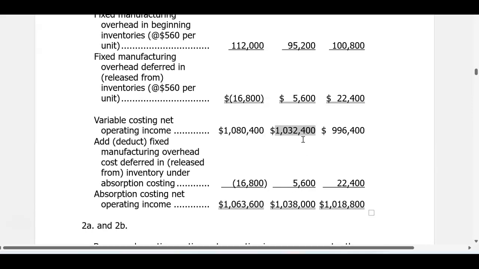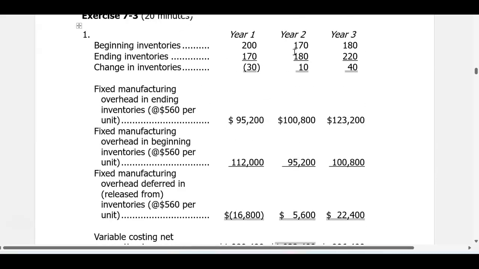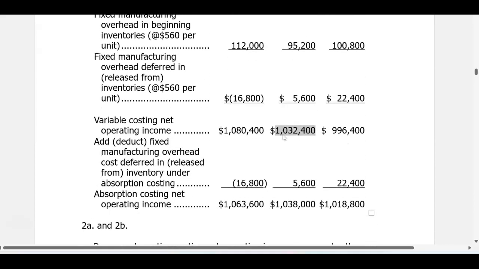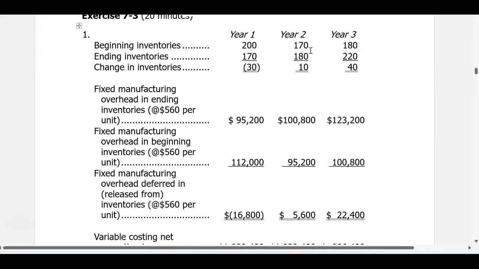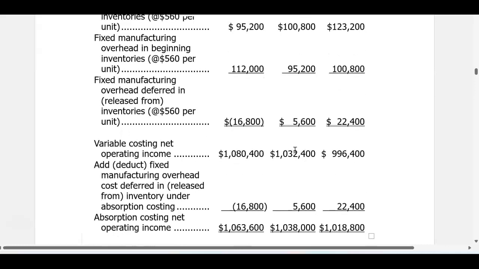So as you see, as I said before, under variable costing, if you produce more, you sell less, your net income is less compared to absorption costing. So under absorption costing, net income, as you see here, is higher than that. So one more time, under variable costing, if you produce more, you sell less, your net income is less compared to absorption costing.